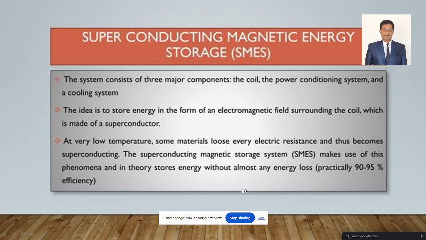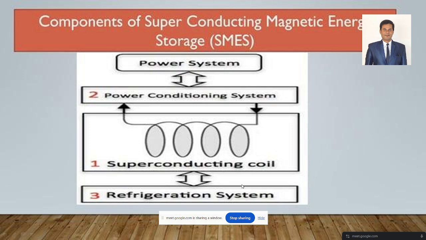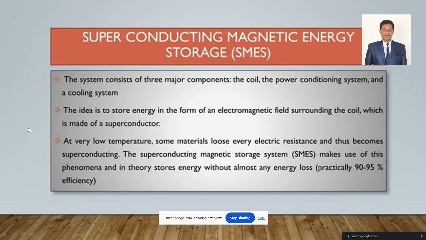So here you can see there are different systems we have, three components: the power conditioning system, the superconducting coil, and the refrigeration or cooling system, right? Our idea is to store the energy in the form of an electromagnetic field. It is just like how you store energy in inductors. In an inductor, we store the energy in the form of magnetic fields.